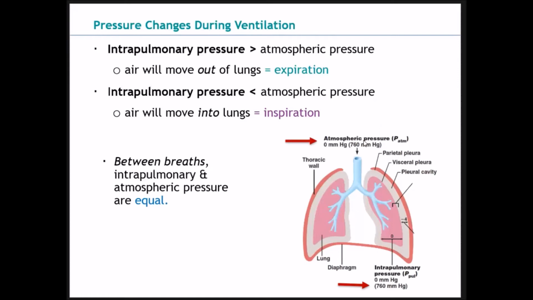So one thing to keep in mind through this lecture is atmospheric pressure at sea level is 760 millimeters of mercury, which is shown right here. This picture depicts that we are in between breaths and that the pressure in our lungs is the same. It's also 760 millimeters of mercury. So in that instance, there would be no movement of air and the pressure is equal.